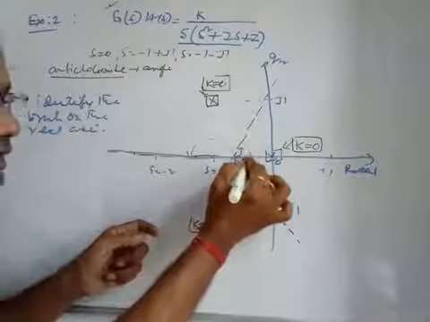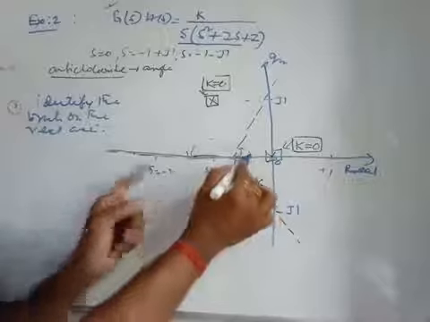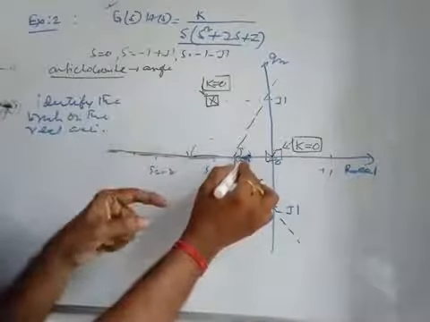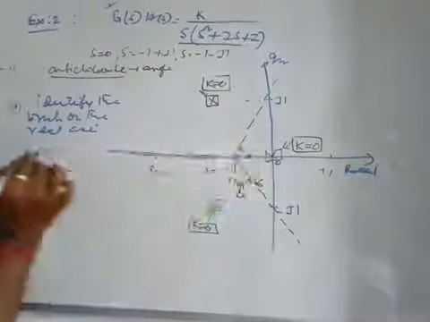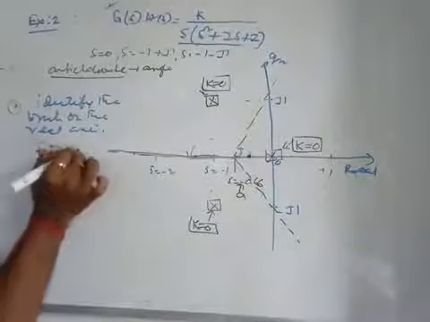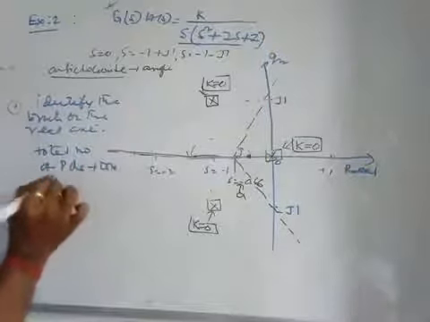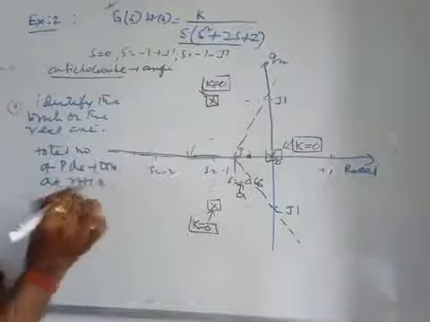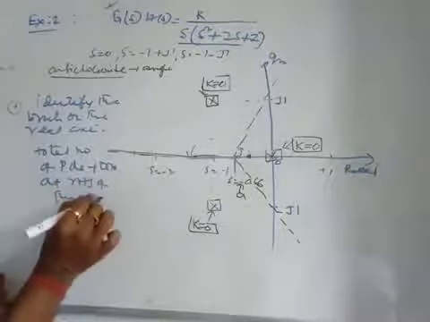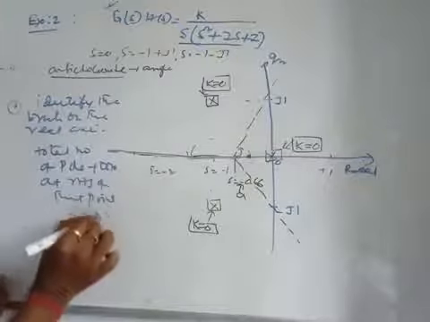So we are considering this point here, and we have to consider the total number of poles and zeros at the right hand side of this point. So total number of poles plus zeros at the right hand side of that point is odd or not.